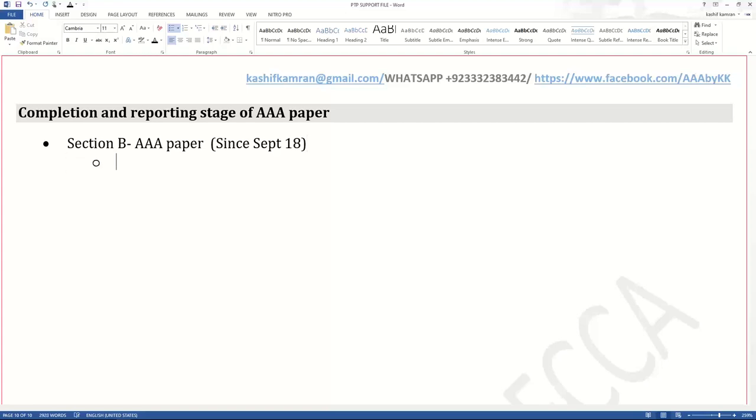Now, section B has 2 questions. We have question 2 and question 3, each worth 25 marks. Now, in the last 2 exam sittings, which are September, December 20, and March, June 21, the last 2 exam sittings published on the ACCA website, the examiner has now made question number 3 a completion and reporting question.